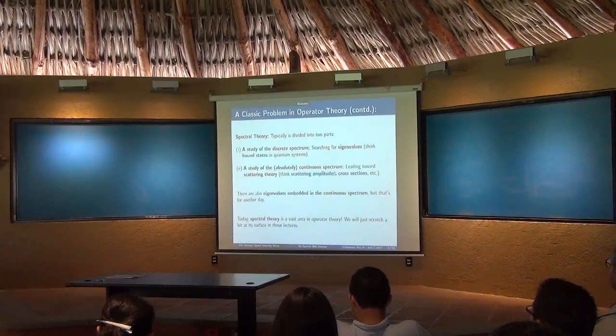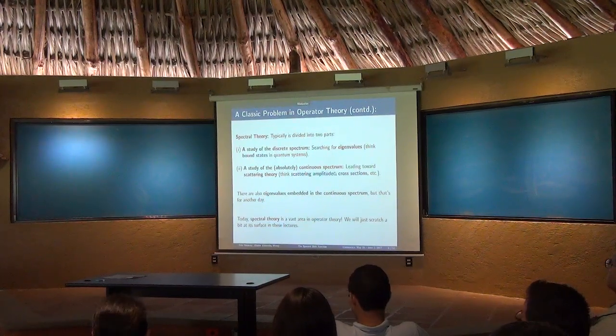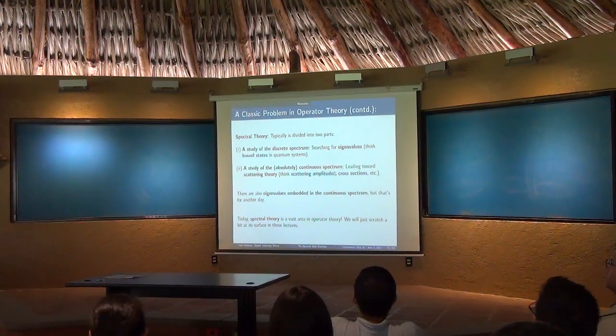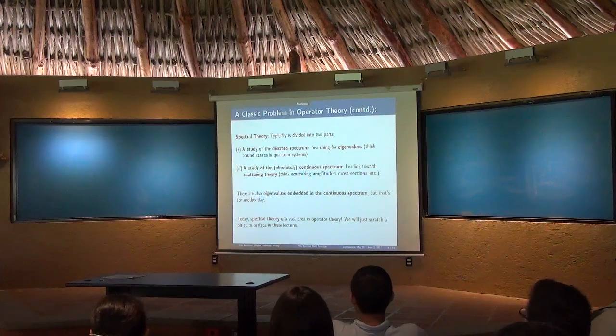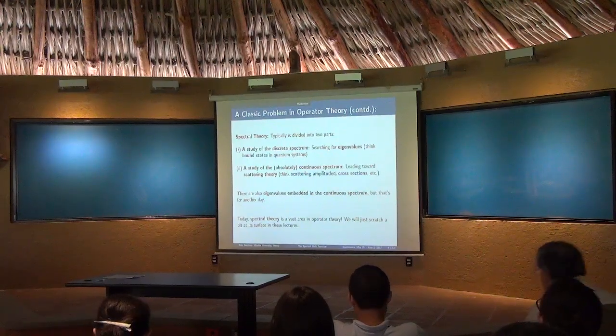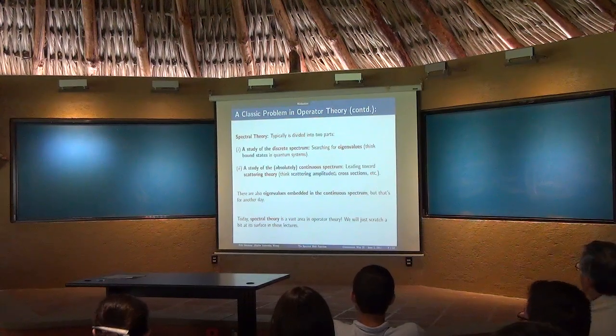Now, when it comes to spectral theory, there are two natural divisions. One is you look for eigenvalues. Spectrum, let's say discrete spectrum, that means isolated eigenvalues, isolated from each other and the rest of the spectrum. So think of bound states in quantum systems. That certainly is one part that has attracted lots of attention.